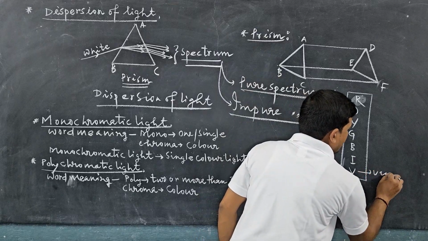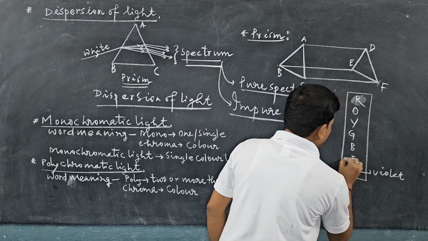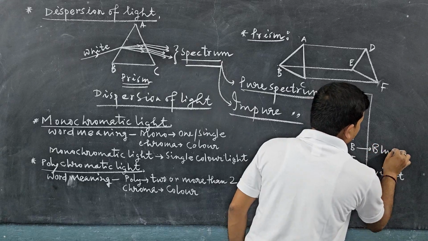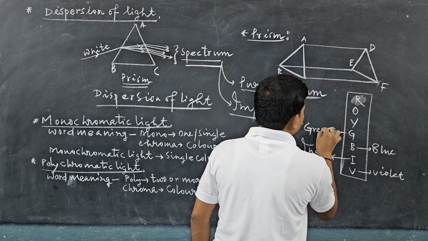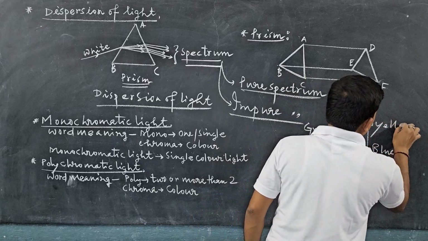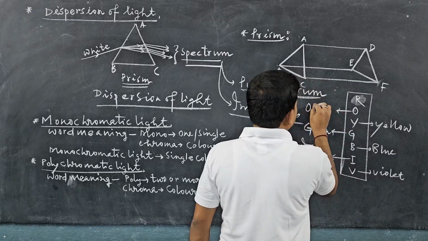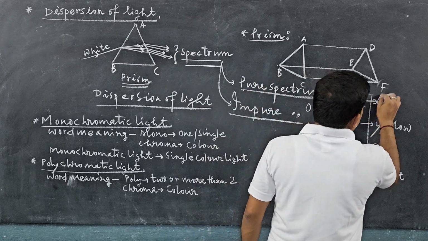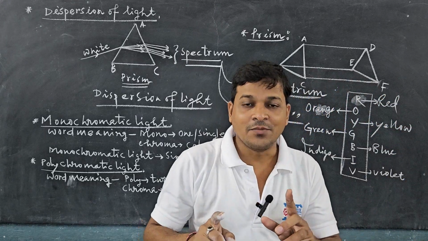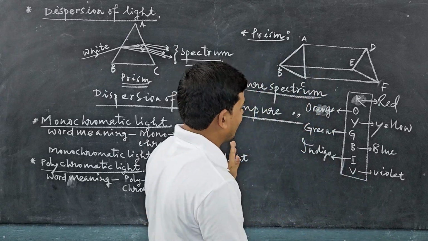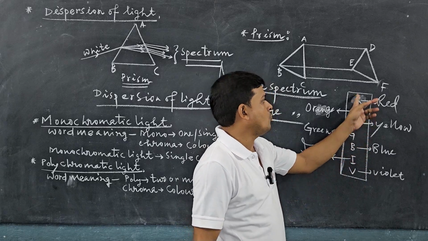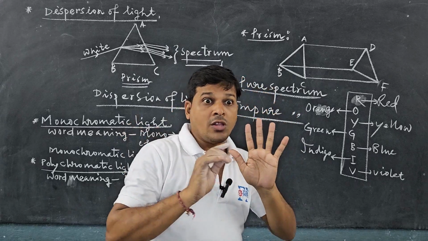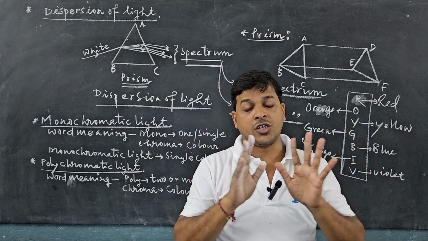V for violet, I for indigo, B for blue, G for green, Y for yellow, O for orange, and R for red. In Bengali this is Benia Soho Kola. In English, VIBGYOR.